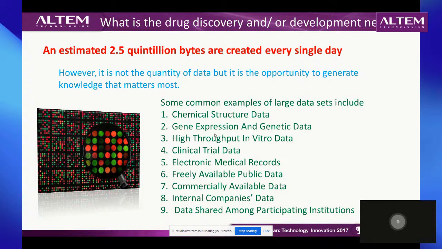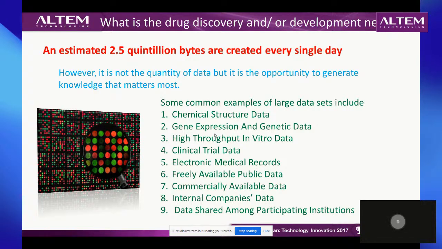Then comes high throughput in vitro data, screening the compounds within different drugs. Clinical trial data: when one compound enters clinical trial, it creates piles of data. Then electronic medical records, public data, commercial data, internal company data, and data shared among institutions. Like this, it keeps on piling up. That's why big data driving discovery has become huge among data scientists. So how do we handle this, and how do we enhance and accelerate your research?